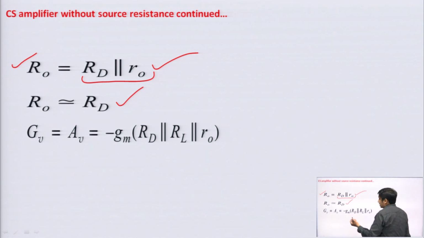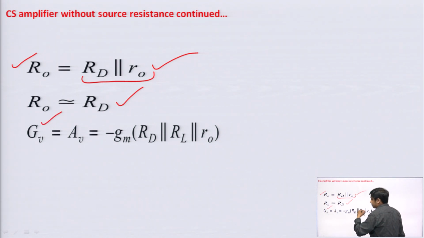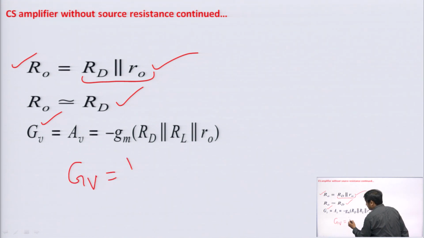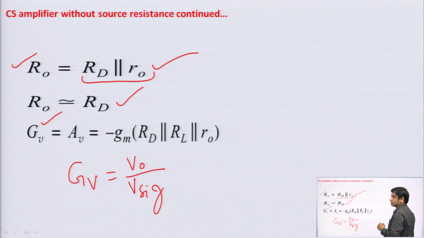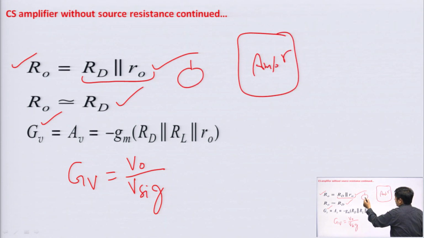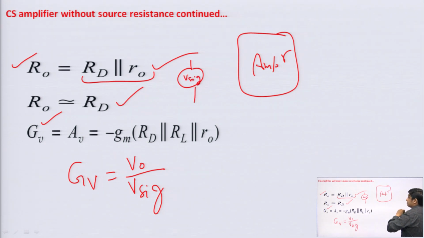Now, we can calculate GV. GV you all are familiar with. GV is the overall voltage gain, that is your V naught upon Vsig, V naught upon Vsig. So, see this is your amplifier, and here we have applied the input signal Vsig, and we are getting V naught.